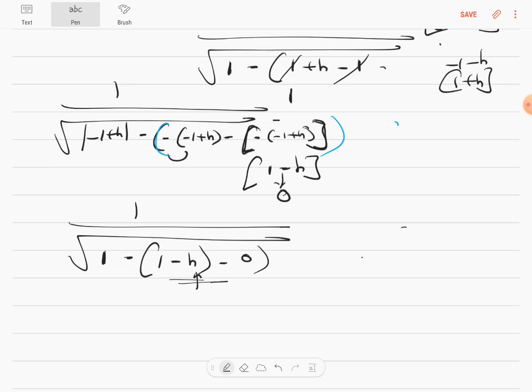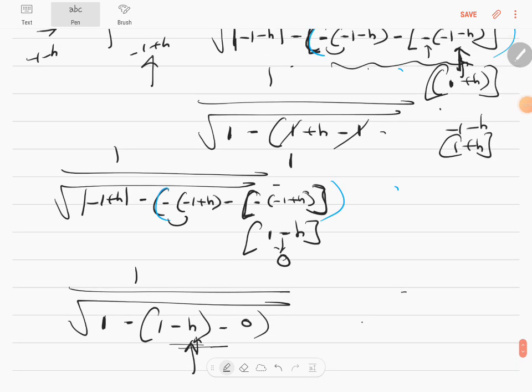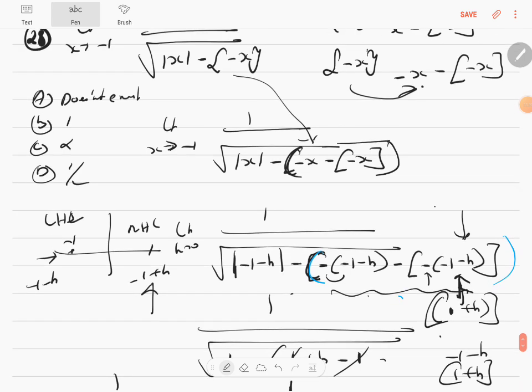If you have to find a limit, let me think about what I've done. So that's right. So therefore the limit does not exist. That's the answer. So option number A is the right answer. Let's go to the next question.